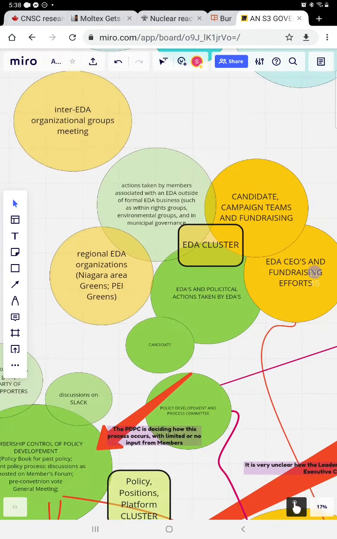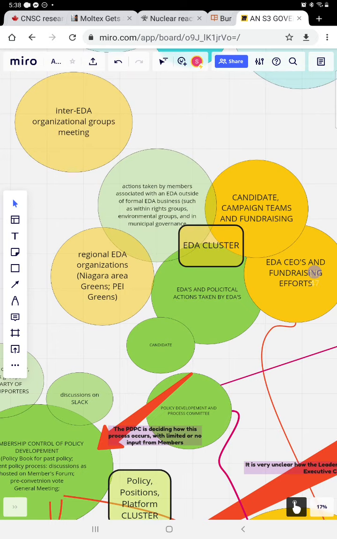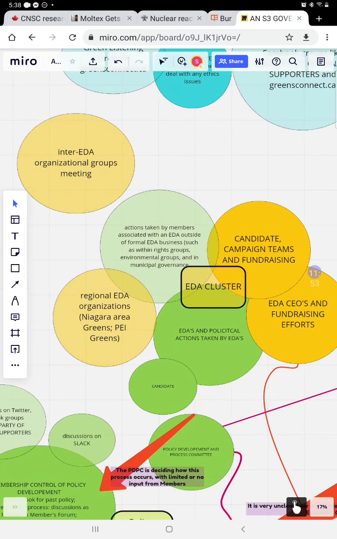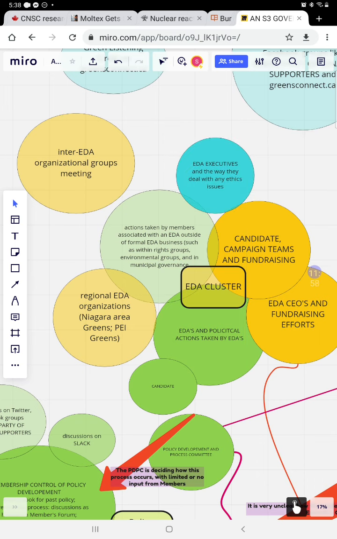So last but not least, again, is the EDA cluster. In any really, really healthy EDA, I feel that you've got all three branches within a functioning EDA. You'll have your executive and your legislative, and hopefully a judicial setup for dealing with any breaches of ethics in your EDA. And in my opinion, the EDAs need to be really re-empowered in the Green Party of Canada, because that's where the magic happens.